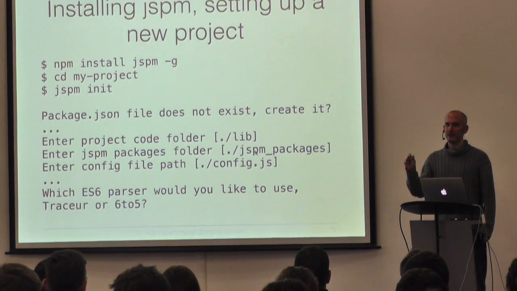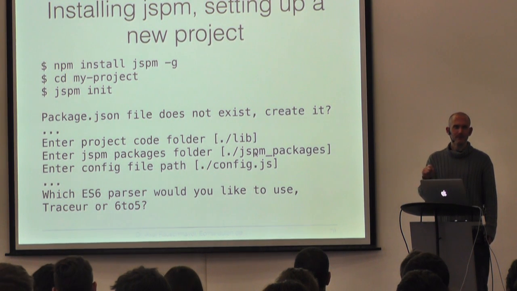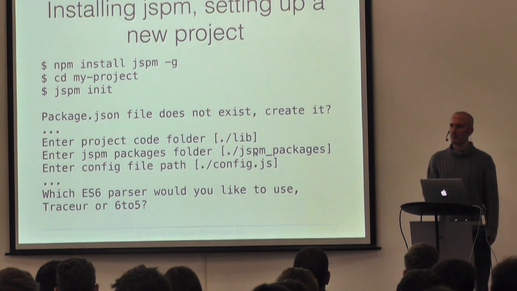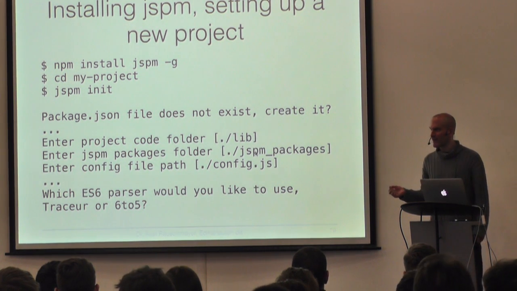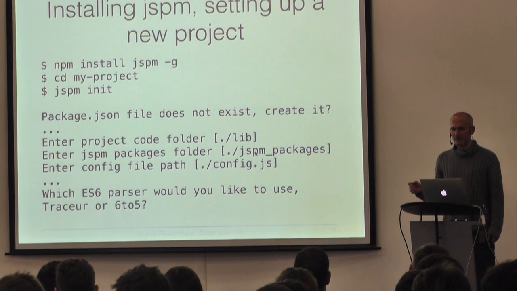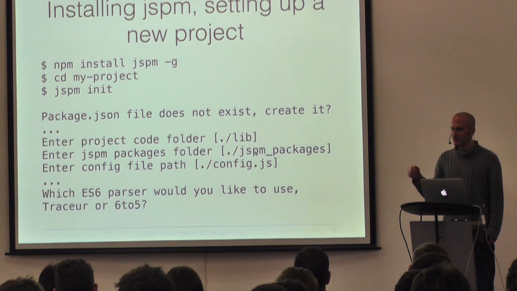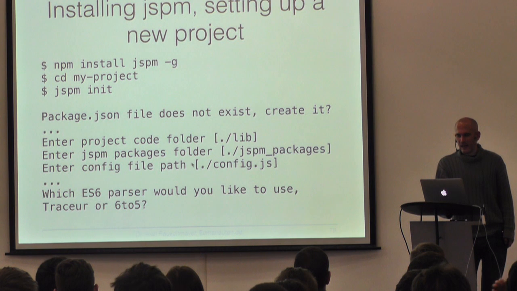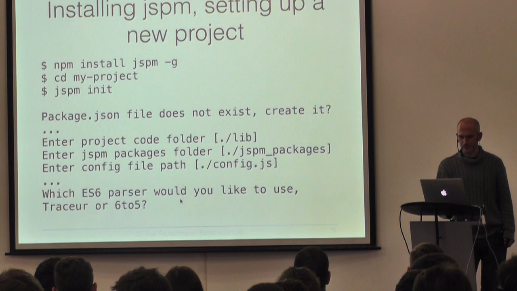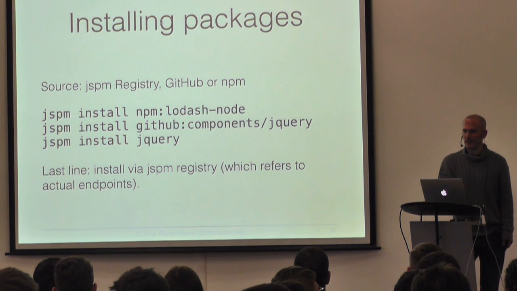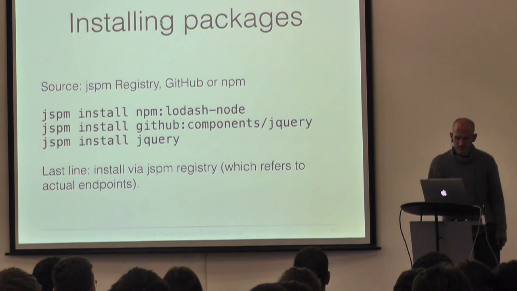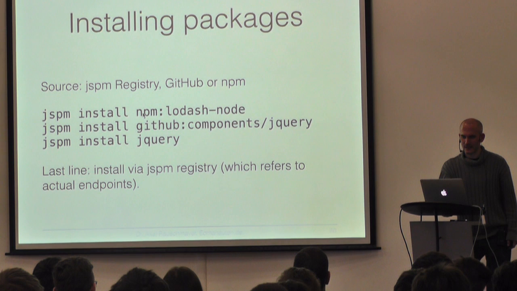So the purpose is you write your own code in ECMAScript 6, but you still want to use other libraries that are out there, so underscore is one example, or Lodash. So other libraries that exist, you want to install those, and this is where they go. And then you have a config file, and then you can decide between Traceur and 6to5.